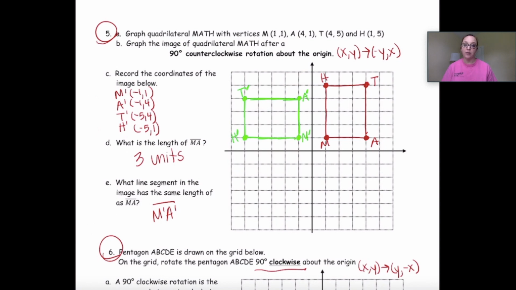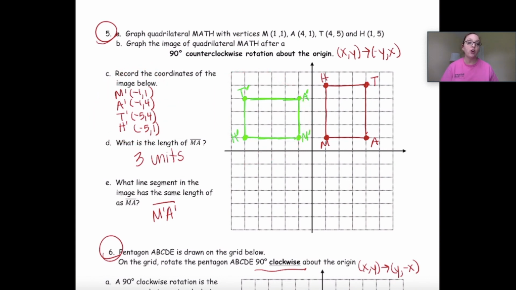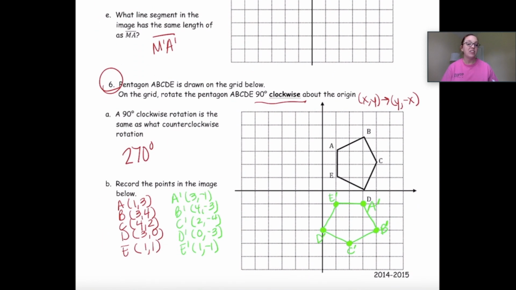Let's look at number 5. For number 5, you had to do a 90-degree counterclockwise rotation over the origin. So I wrote in that rule, and that's going to be (x, y) maps to (-y, x). And I used that rule to get the points of the image, so M prime, A prime, T prime, and H prime. And then I graphed them. Again, please know that in the image and the pre-image, the corresponding sides are going to have the same length, no matter what.